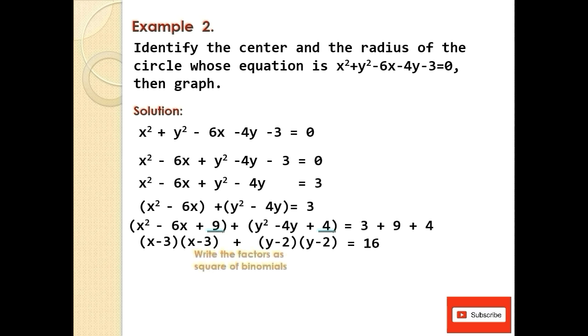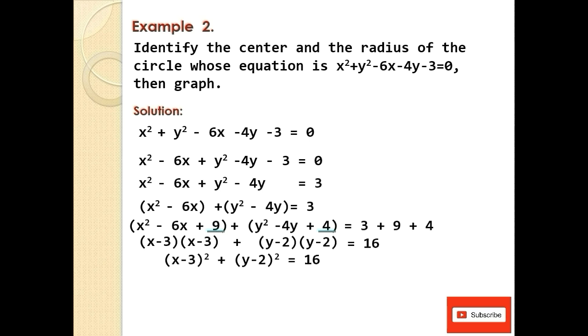X minus 3 times x minus 3 can simply be written as x minus 3 squared. And y minus 2 times y minus 2 can also be written as y minus 2 squared. Presto! You now have your equation written in the standard form. Now you can identify your center and your radius.